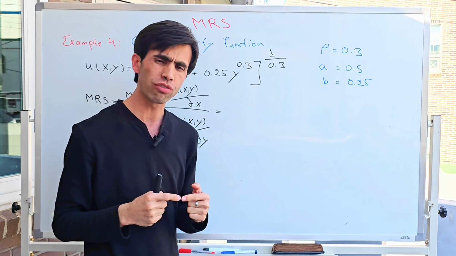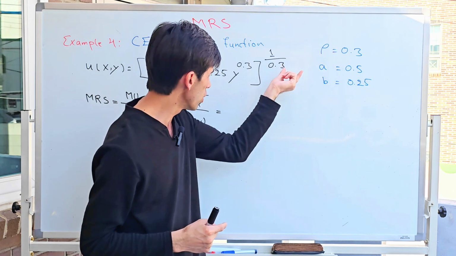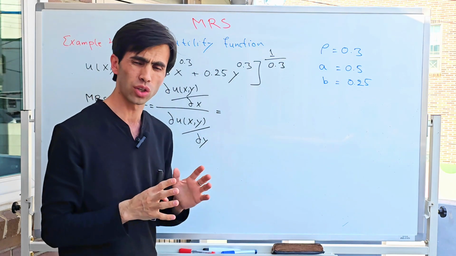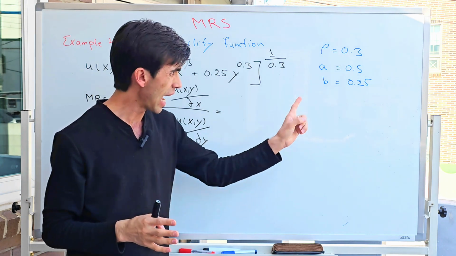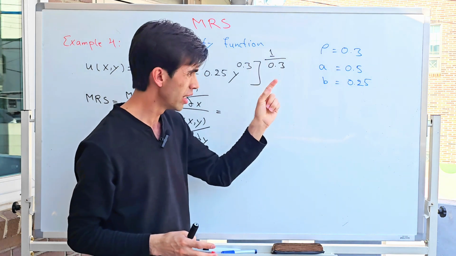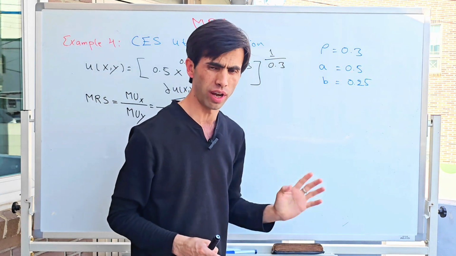From the general format of the CES utility function, we know that our rho is equal to 0.3. This 0.3, this one, and this one. Rho is equal to 0.3. And A, which is the coefficient of x, is equal to 0.5. And B, which is the coefficient of y, is equal to 0.25.